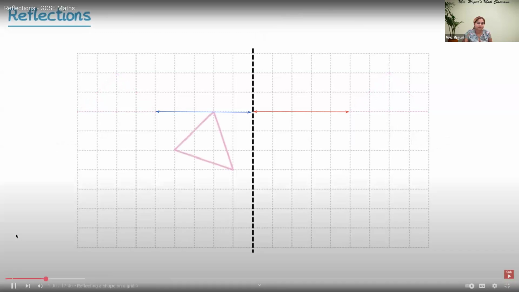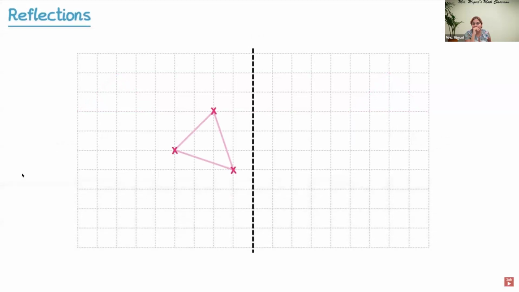Let's have a look at how we could reflect this shape here. I would reflect a shape by doing it one corner at a time. We're going to start with the corner at the bottom. This corner is only 1 square away from the mirror line. This means its reflection will also be 1 square away from the mirror line, but on the other side. The corner at the top is 2 squares away from the mirror line, so its reflection will also be 2 squares away from the mirror line. And the remaining corner is 1, 2, 3, 4 squares away from the mirror line, so its reflection should be 1, 2, 3, 4 squares away from the mirror line as well. So if we reflected this triangle, it would look like this.